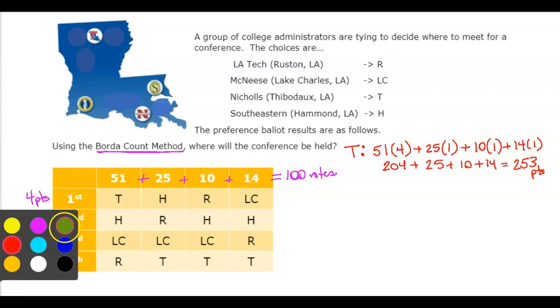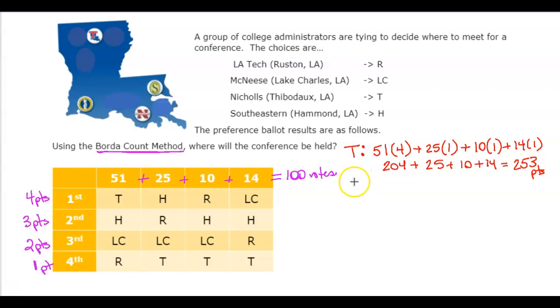Now if we look at the next one, let's say Southeastern. So we're going to look at Hammond. In the first column, Hammond came in second place. So each of these 51 votes is going to receive 3 points. In the second column, Hammond came in first place. So each one of these 25 votes are going to receive 4 points each. In the third column, Hammond came in second. So each one of these 10 votes are going to receive 3 points. And in the fourth column, we're second again. So for the 14, we're going to receive 3 points for each one of those.